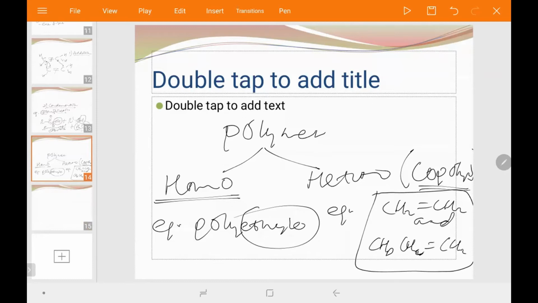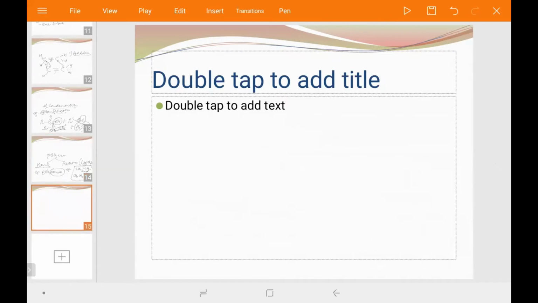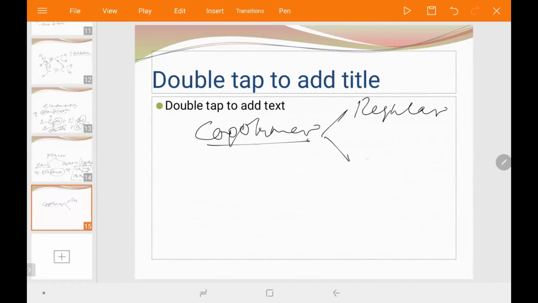But in hetero or copolymer, we may have two or more. Most of the time, it is two different types of monomer, just like here we have ethylene and propylene. For copolymer, the arrangement can be random, in irregular fashion. Therefore, copolymer can be classified into regular and random. What does it mean? Regular and random.